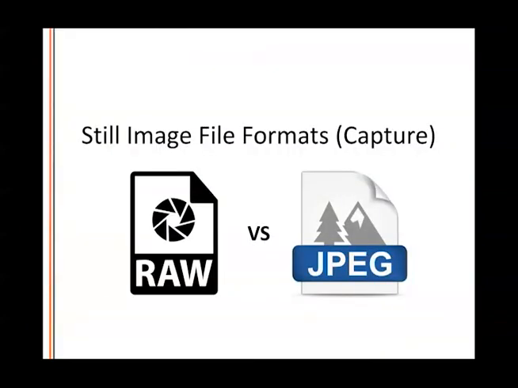Now that we've talked a little bit about the sensor and how it collects the light and creates the image, I want to talk about file formats. There are several different formats that you'll learn about, especially if you go into graphic design. But for photography, there are two that we use, and they are called RAW and JPEG.